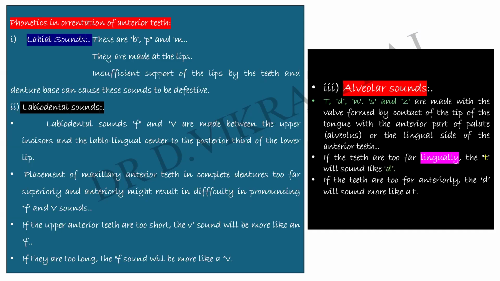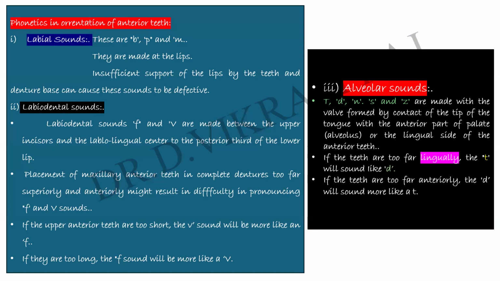that is, if we place it too superiorly and anteriorly also, might result in difficulty in pronouncing F and V. This is one of the very, very tricky questions they also ask you. If upper anterior teeth are too short, the F sound will be pronounced like a V. Whereas if they are too long, then V will be pronounced like an F. Vice versa is what that means. If they are long, instead of F, it is going to be a V sound. If short, the V sound also will be pronounced like an F.